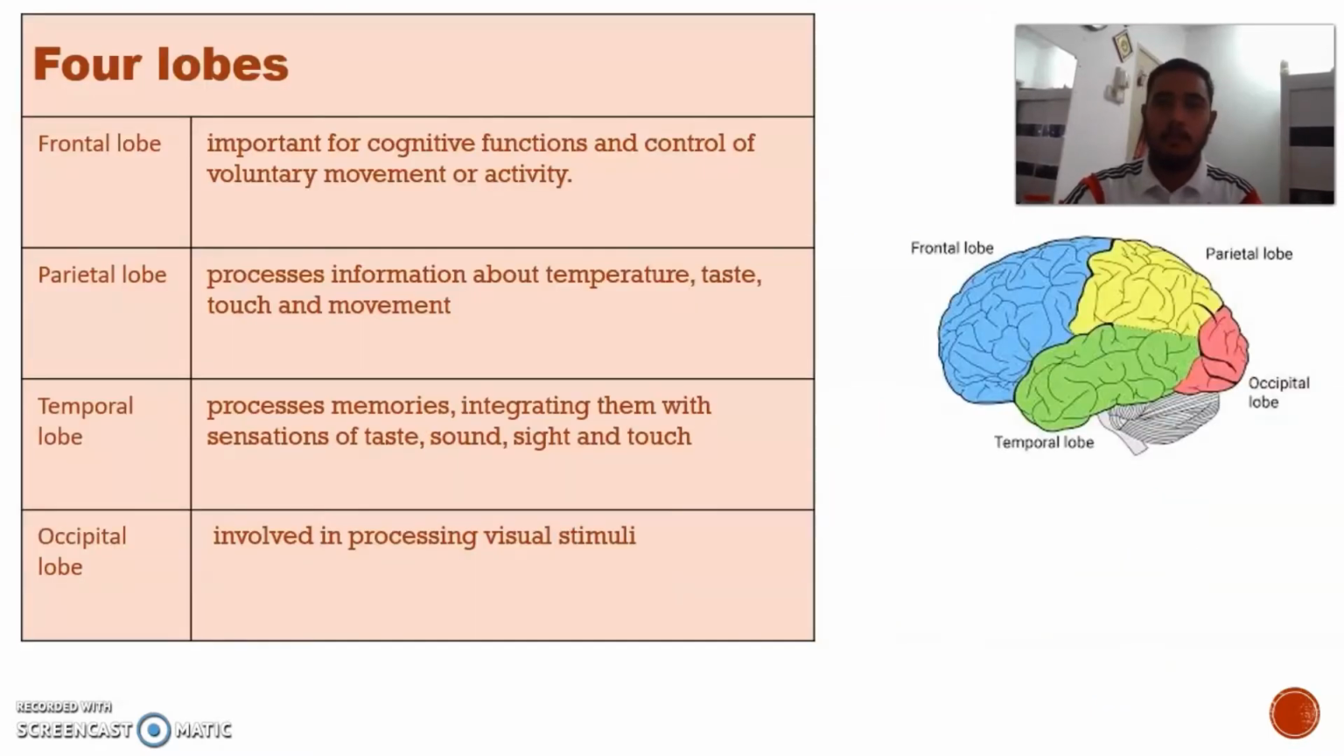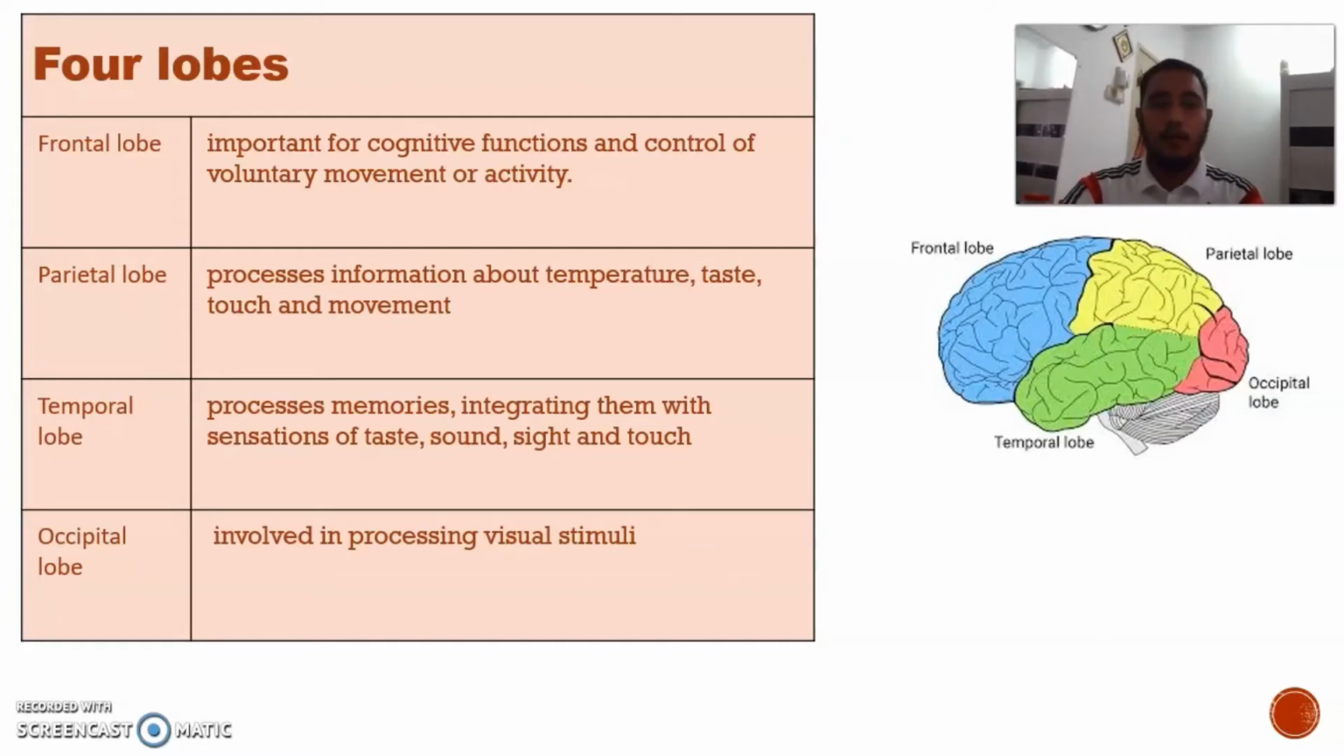Okay, next, we continue with the lobes. Actually, there are four lobes: frontal lobe, parietal lobe, temporal lobe, and occipital lobe. As you can see in the picture I have given to you, you can see the position of the frontal lobe, parietal lobe, temporal lobe, and occipital lobe. Okay, for the function of these lobes, we go one by one.